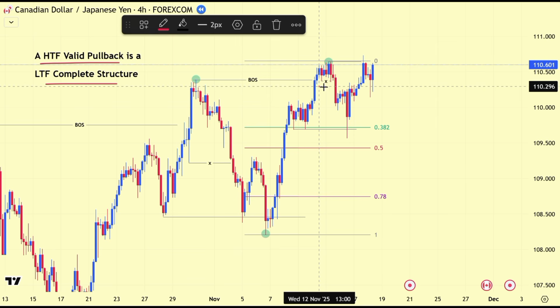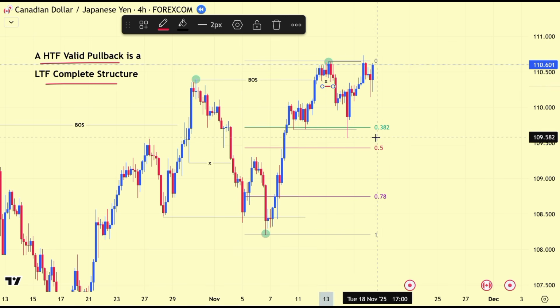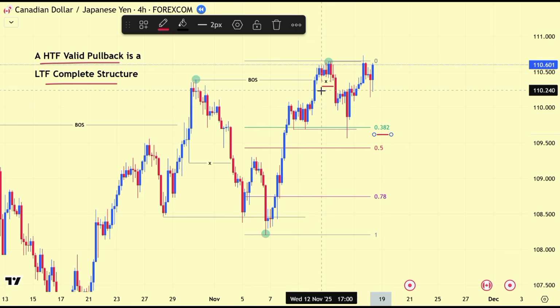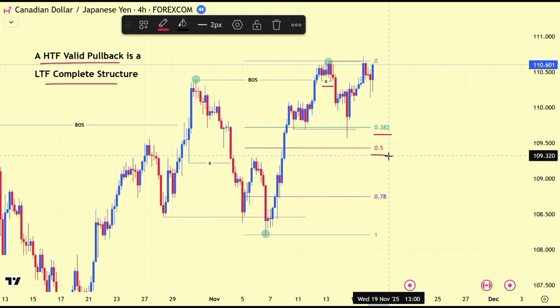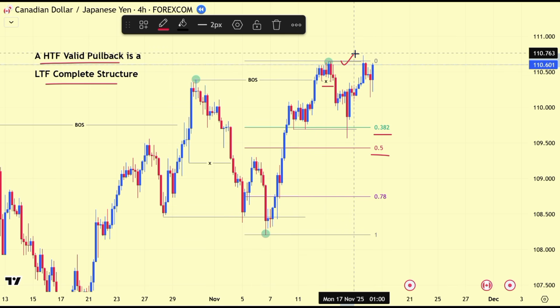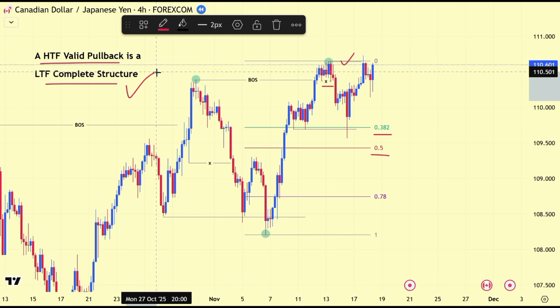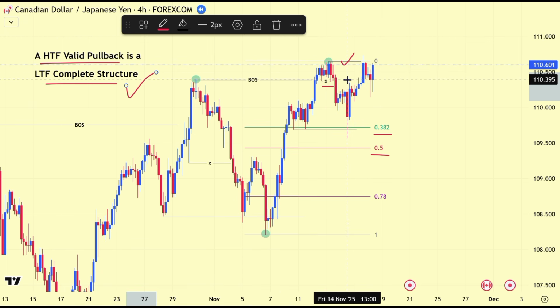And so back to our scenario here, we can clearly see major inducement takeout, retracement depth 38.2. And so this is where we say that there are some scenarios whereby price has taken out the major inducement, made it to 38.2, not to the 50% as you are used to, but still this one here is considered to be a valid break of structure. How is that considered to be a valid break of structure? If it meets this criteria that a higher time frame valid pullback is a lower time frame complete structure. So since this one here is the 4-hour time frame, then the higher time frame in this case will be the daily time frame.